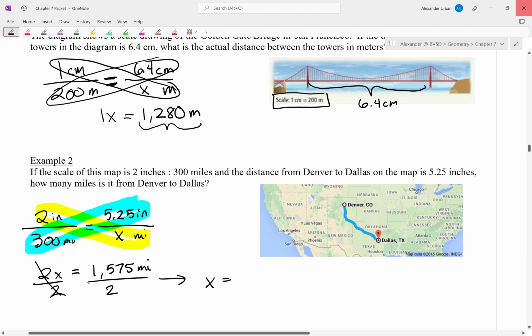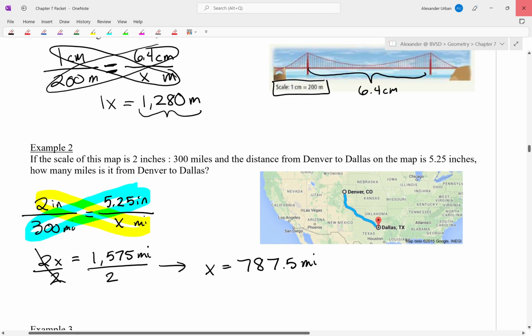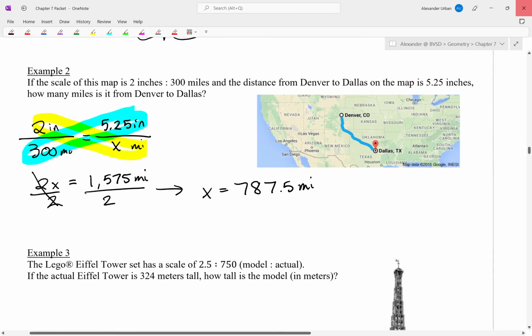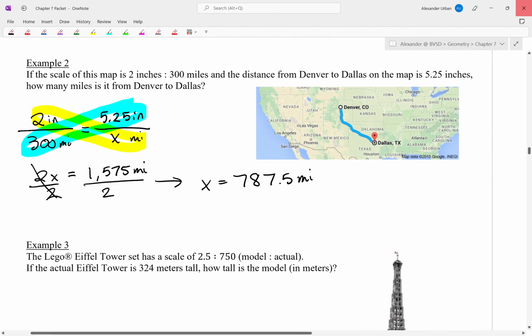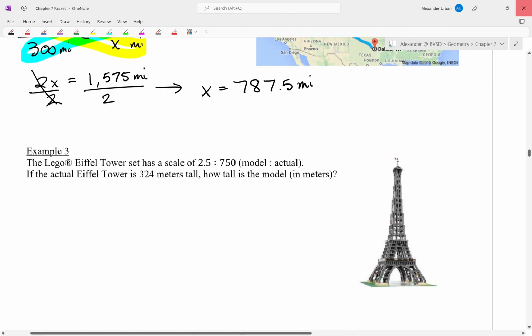X should be equal to 787.5 miles. So according to this Google map drawing, it is 787.5 miles from Dallas to Denver. If that's true, that's awesome. If it's not, it's just math class. Okay. Again, feel free to pause, go back, rewatch it if you need to set it up and see it again.